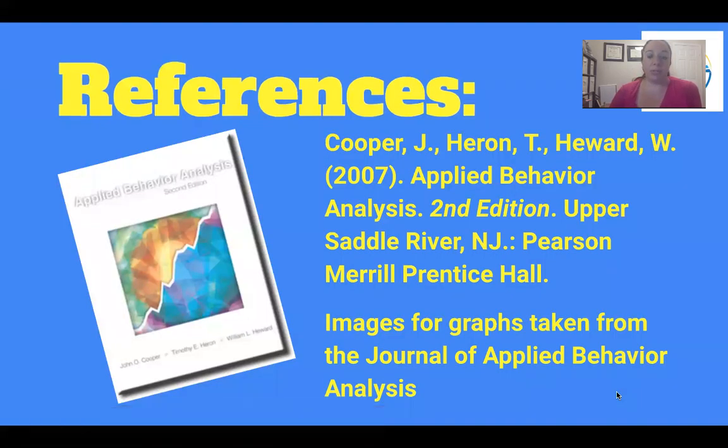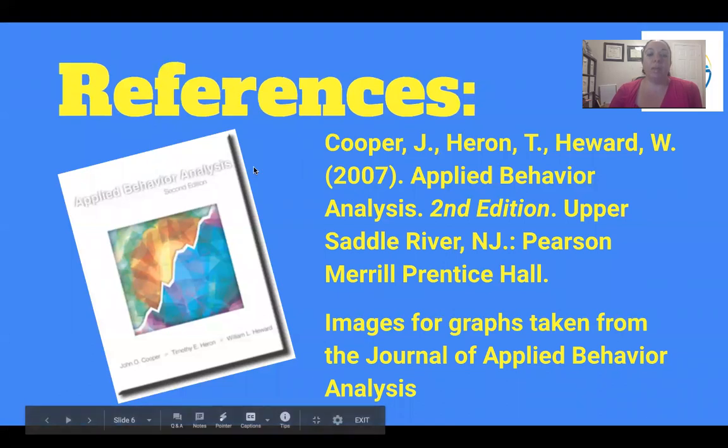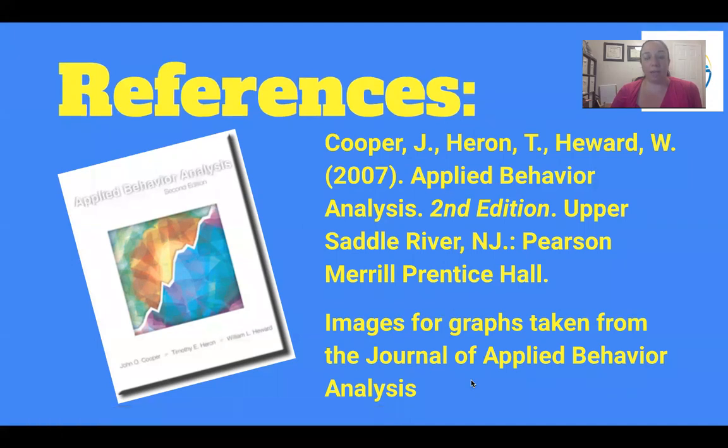The reference I use for today is the Cooper 2nd edition book of Applied Behavior Analysis, and also the images I have for the actual graphs that are going to be seen for the quiz are directly taken from the Journal of Applied Behavior Analysis, JABA.